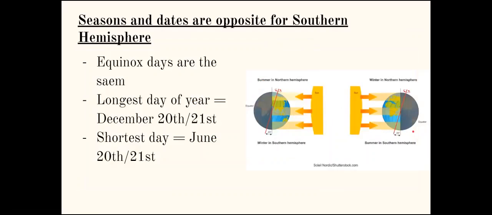And keep in mind that these are different or opposite for the southern hemisphere. Whenever it's summer for us, it is winter for them. And when it's summer for them, it is winter for us. The equinox days are the same. Apologies for the typo. For them, the longest day of the year is in December, and their shortest day is actually in June.